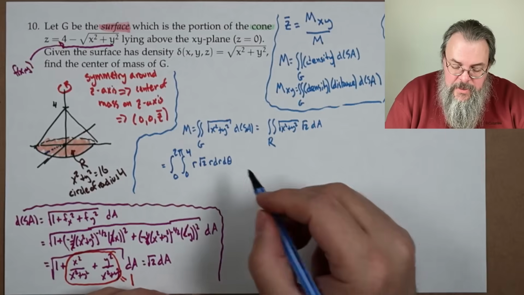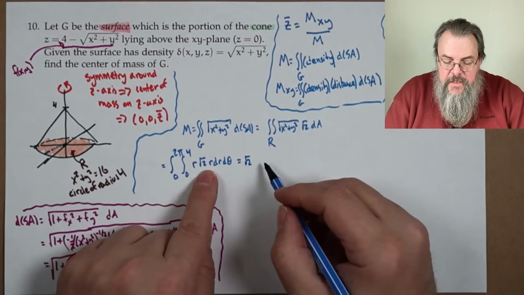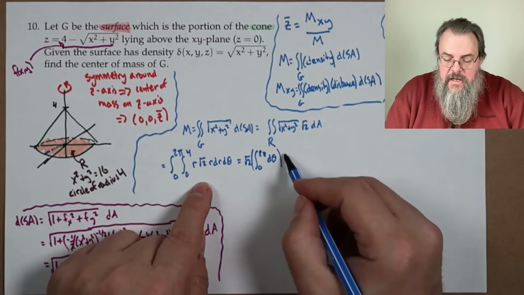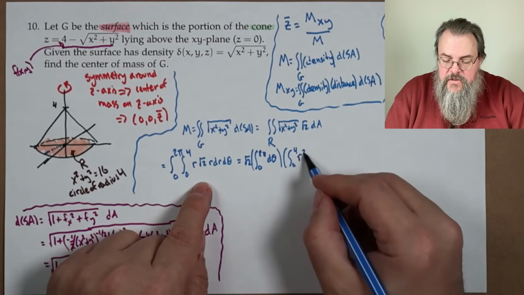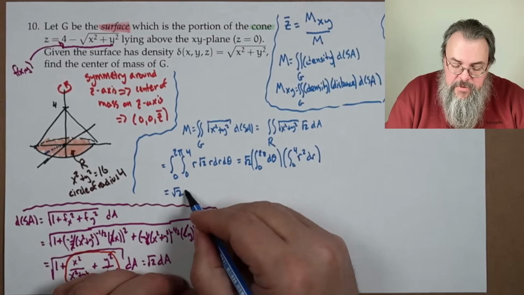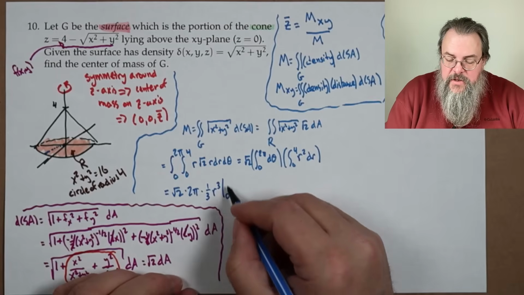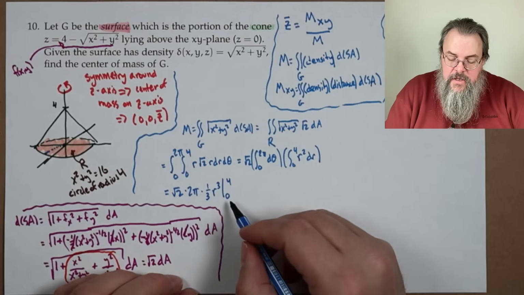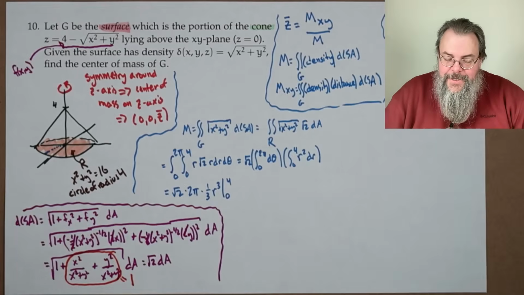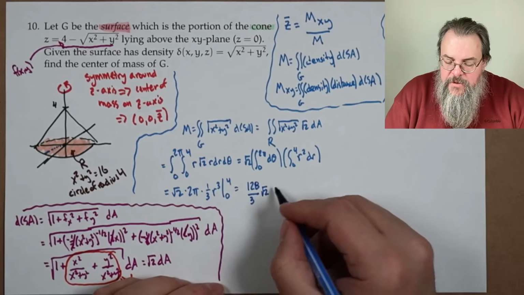Now this becomes square root of 2, which pulls out. Then you can split it up into the integral from 0 to 2 pi of d theta and the integral from 0 to 4 of r squared dr. The integral from 0 to 2 pi of d theta is 2 pi. And here we get 1/3 r cubed, evaluated from 0 to 4. Plug in 0, you get 0. Plug in 4, 4 cubed is 64. And there's a 2. So this gets us 128 divided by 3 times square root of 2 times pi.